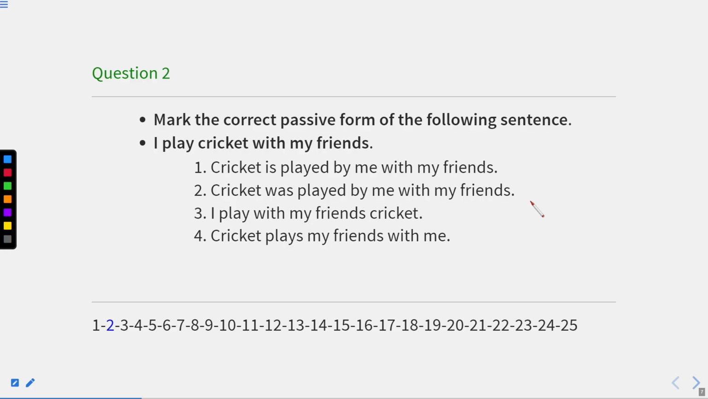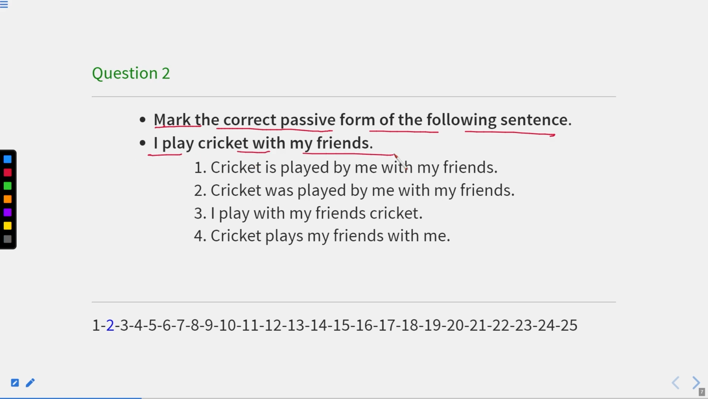Okay, this is the second question, sorry. So this is not the third one, but this is the second question which we are going to do right now. Now what is the requirement of this question? What is the direction for this question? Mark the correct passive form of the following sentence. So again we have to look for that particular sentence that correctly frames the structure of passive voice.